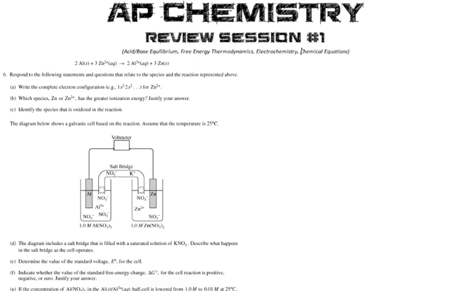A little electrochem. This one's a lot shorter than it looks. So here we go. Be ready. They're giving an equation. It's a redox. I know because there's charges moving around, and one has a charge and then it doesn't, and the other one doesn't have a charge and then it does. So that's redox. We'll revisit that very, very shortly. A, write the complete electron configuration for Zn2+.